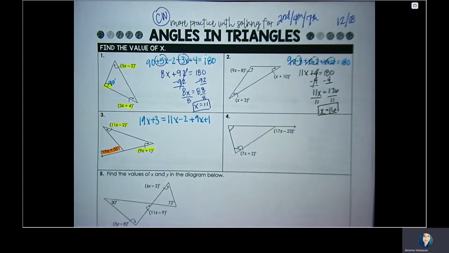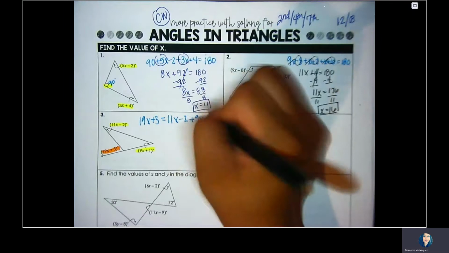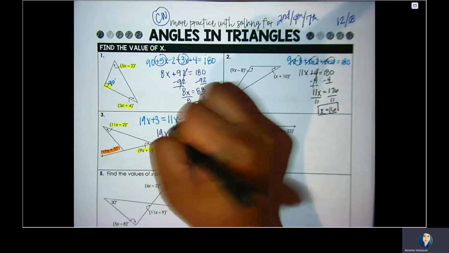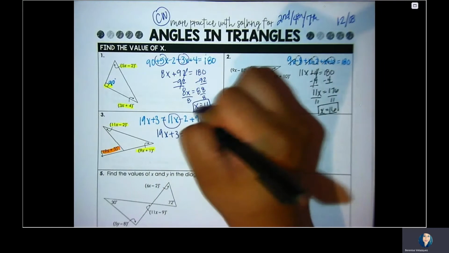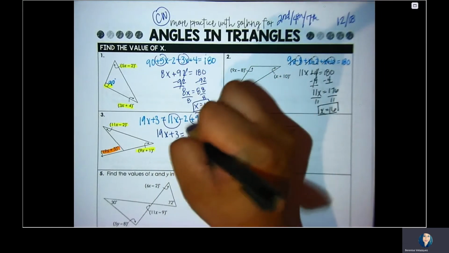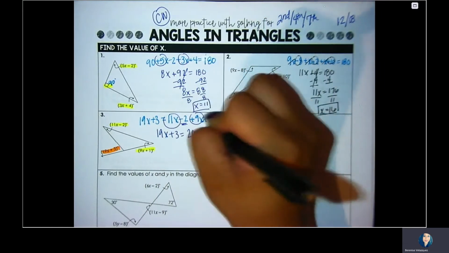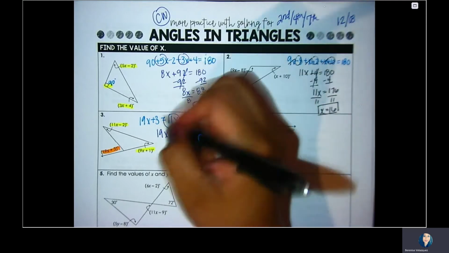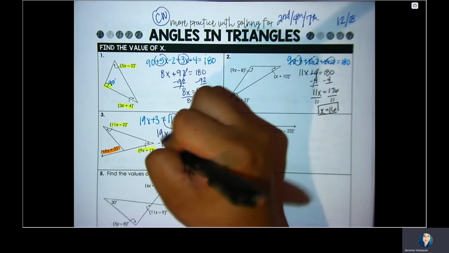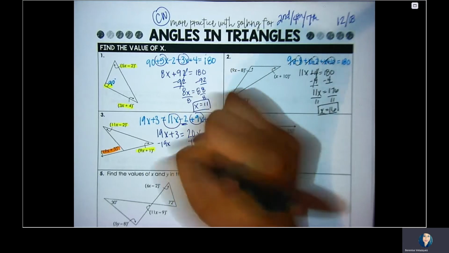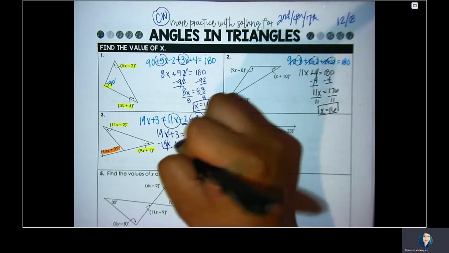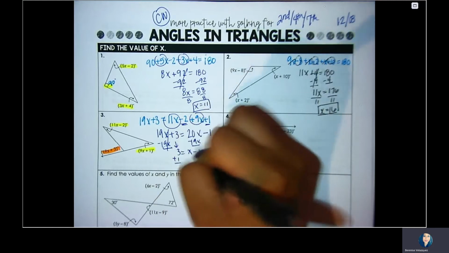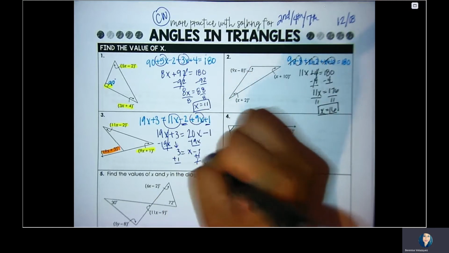Okay, I'm going to go through and solve for this one. On this side here, I'm going to combine my like terms. So I'm going to bring down 19x plus 3 equals, I have 11 plus 9, that gives me 20x. Then I have negative 2 and positive 1, so that gives me minus 1. Then I'm going to combine my like terms. I bring my smaller x towards my larger x. I have 3 is equal to x minus 1. Add 1 to both sides. X is equal to 4.